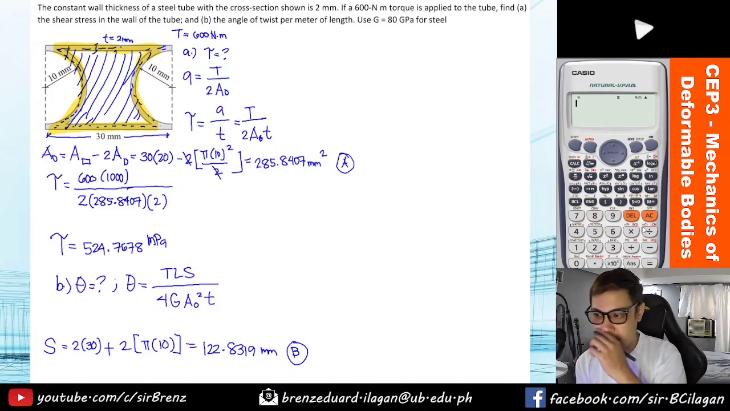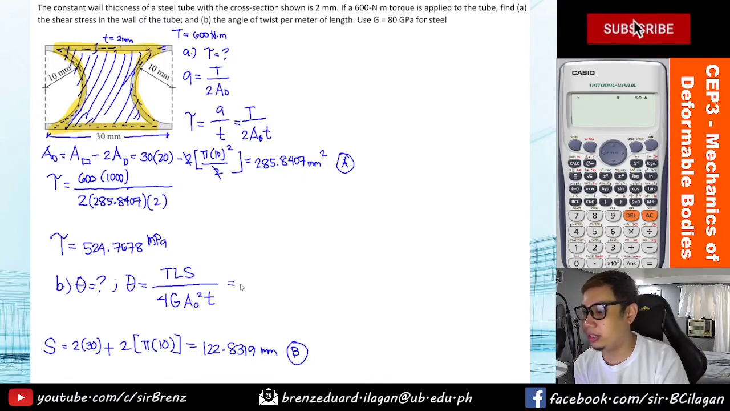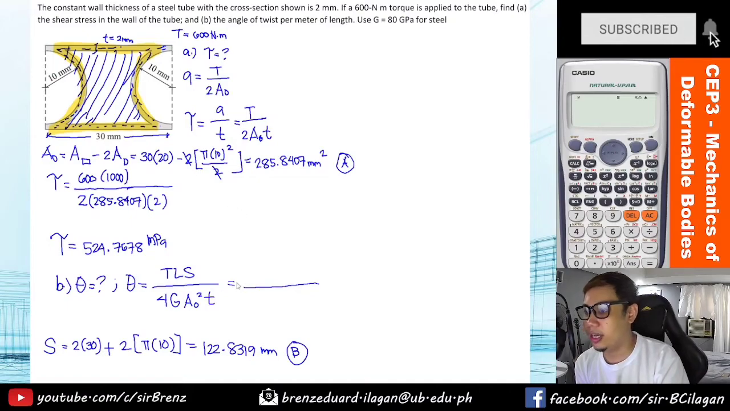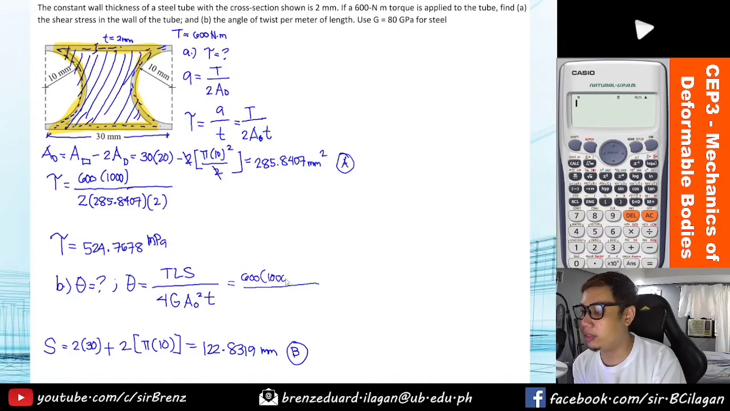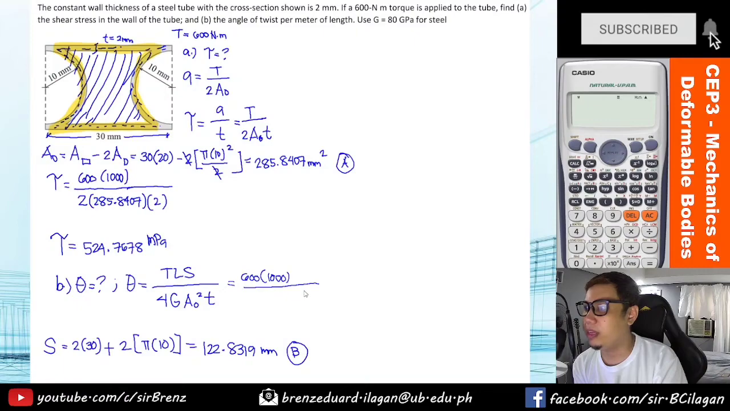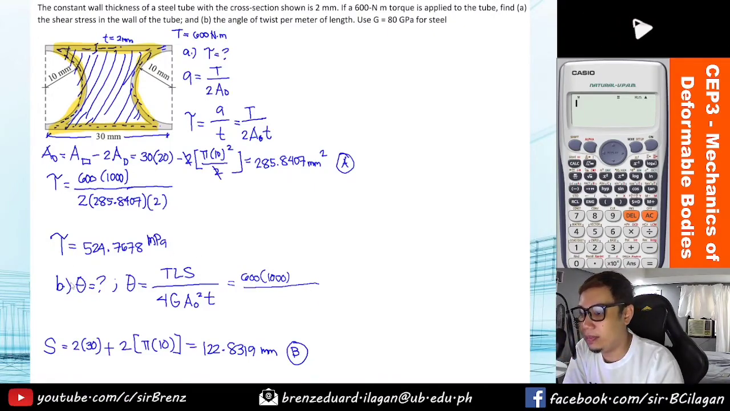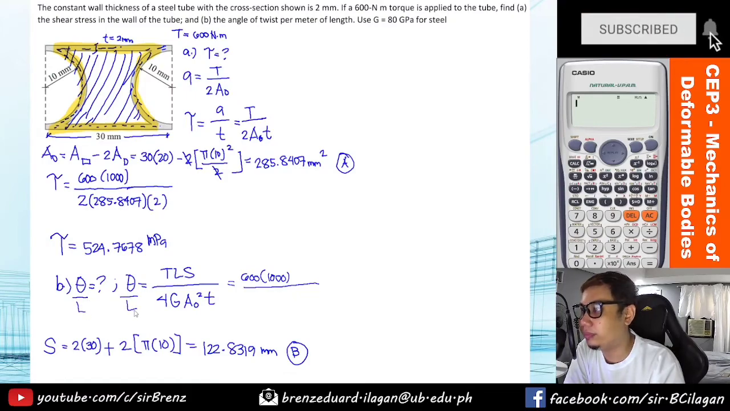Alright. So now, I think pwede na natin siyang isalpak dito. So direct substitution na siya. So again, ang given ng iyong torque, which is equals to 600, naka-Newton meter yan. So multiply ko ng 1,000 para yung meter ma-convert to mm. Tapos yung length, may binigay ba? Sorry. The angle of twist per meter of length. So, ang hinahanap pala dito, guys, is theta over L, per meter length. So, i-divide na lang natin ito, so mawawala to sa equation.